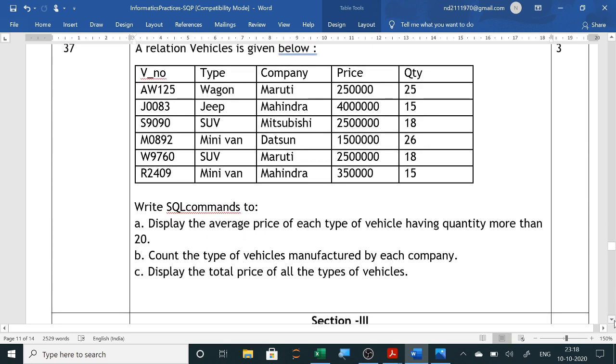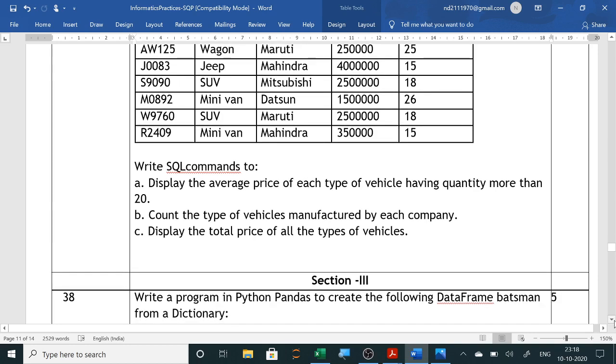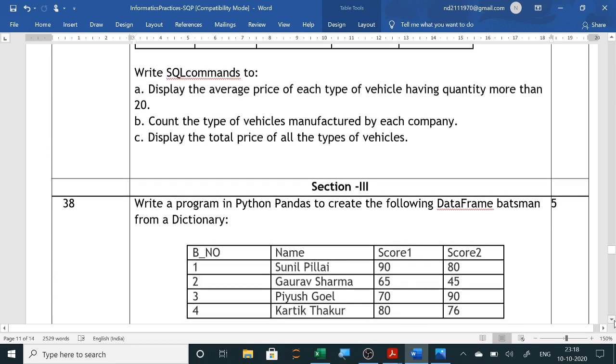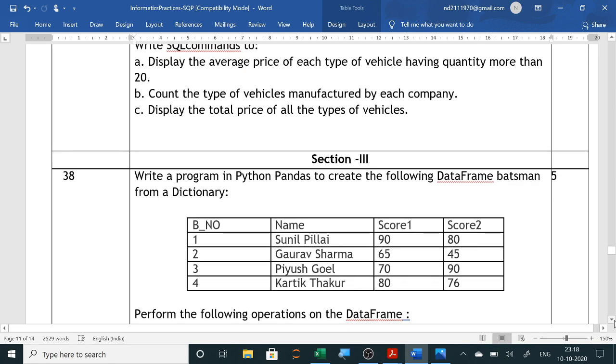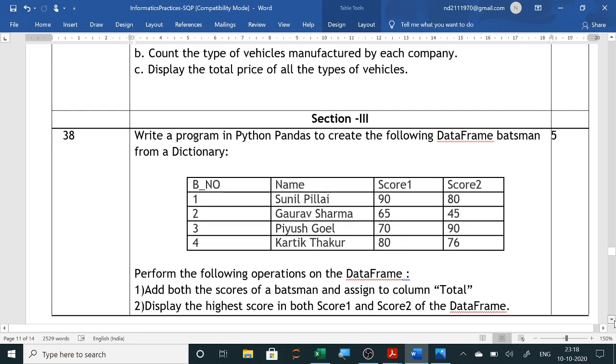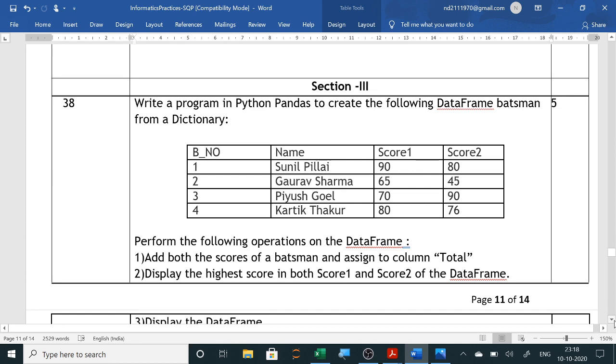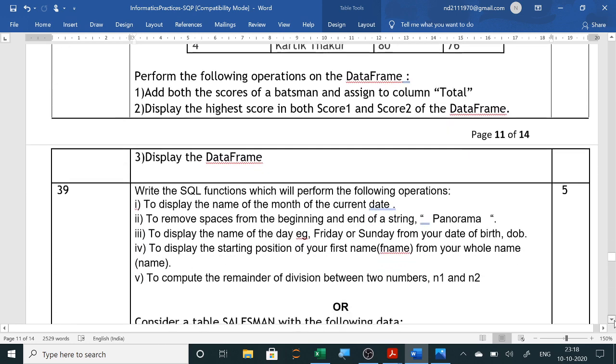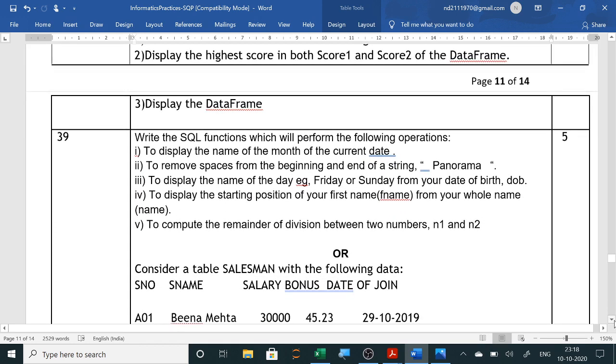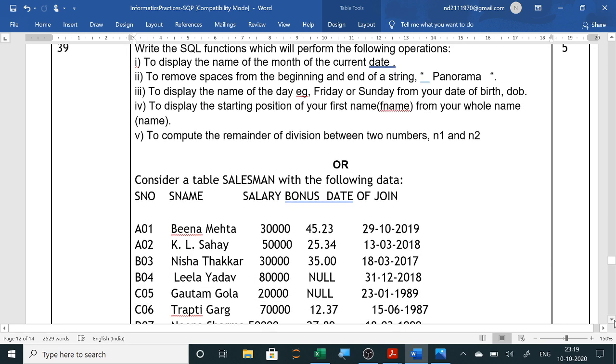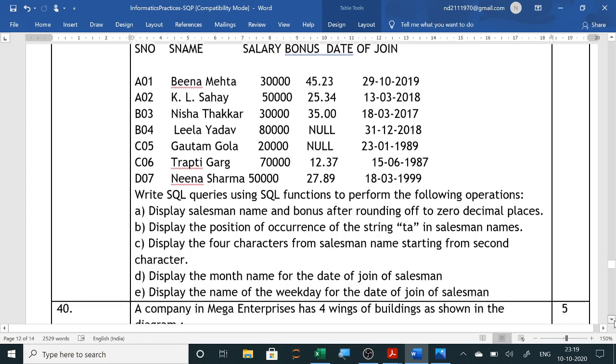Now this one is of 3 marks. So we have to write the select query. That is SQL command you have to write, and all the 3 select queries, display and count, are given. Select query you have to write. Then section 3 is 3 questions of 5 marks. One is from data frame. Then the next one is your MySQL, 5 questions. Now here also 'or' is there, means internal choice is there.